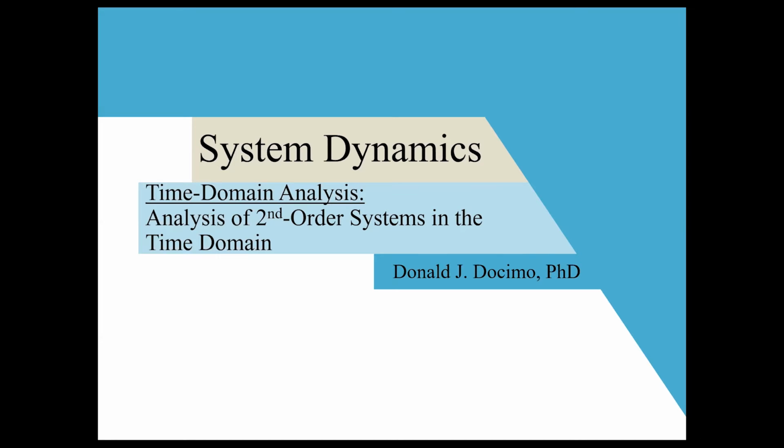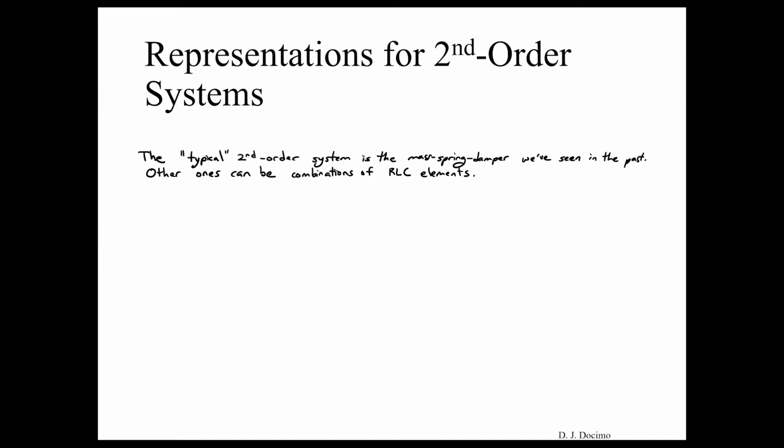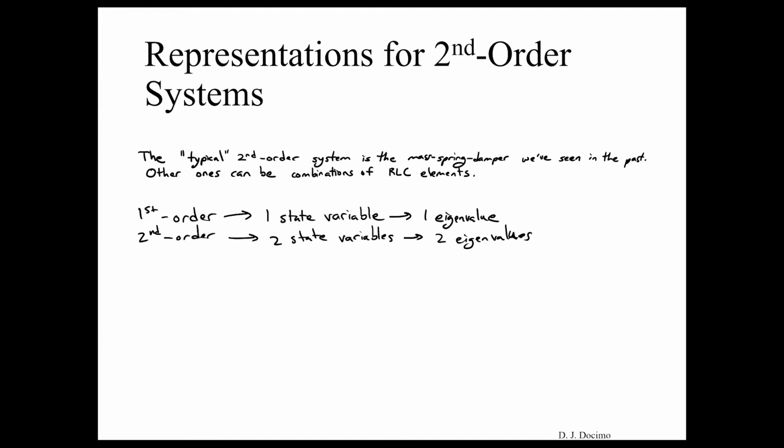All right, this video is going to cover analysis of second-order systems in the time domain. So we have a few different representations for second-order systems. The typical second-order system is our mass spring damper we've seen in the past. Other ones can be combinations of RLC elements. That's another way to have some second-order systems. So what's the difference between first order and second order?